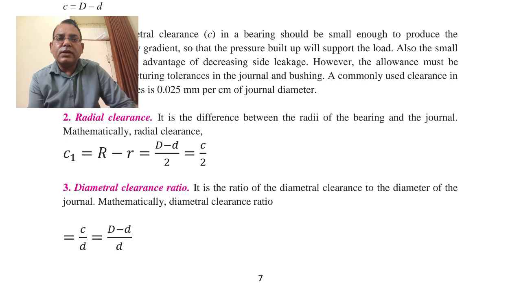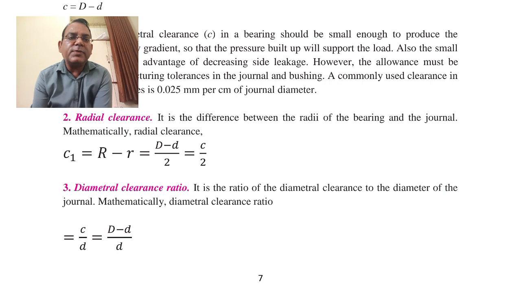Now next is radial clearance. Radial clearance is the difference between the radii of bearing and radii of journal, R minus r. We can write R as D by 2 and r as small d by 2. So D minus d is called C, diametric clearance, divided by 2. So radial clearance is equal to diametric clearance by 2. Next is diametral clearance ratio. It is the ratio of diametral clearance to the diameter of the journal.